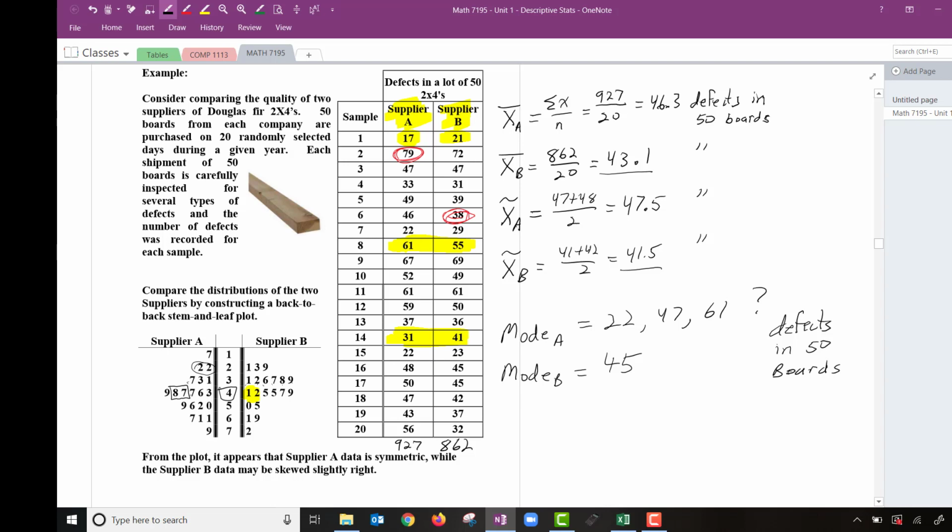Also, maybe this is a good time to talk about sig figs a little bit. My data is all given to no decimal places. I have 2 sig figs. And then in my means, you'll notice that I said 46.3 and 43.1. I actually went one decimal. I added precision to those values.